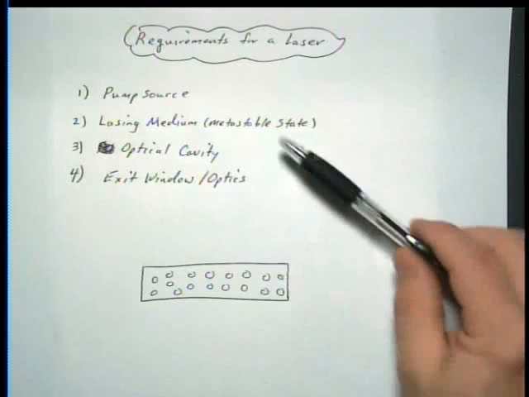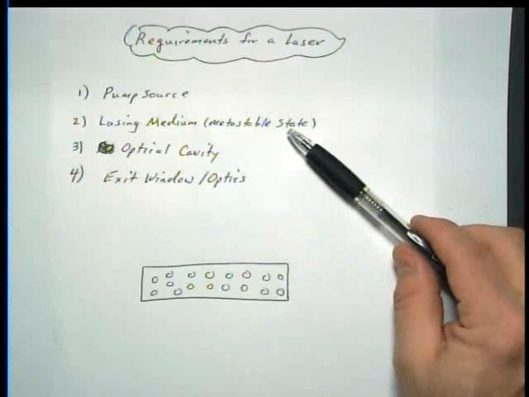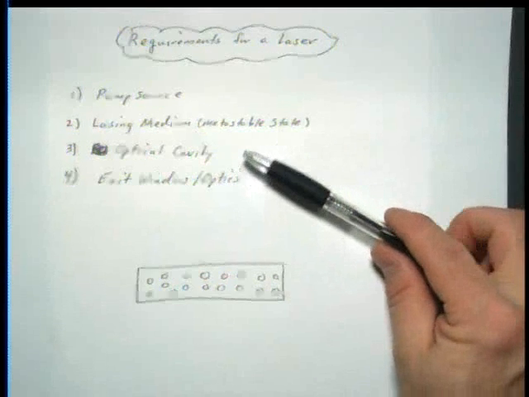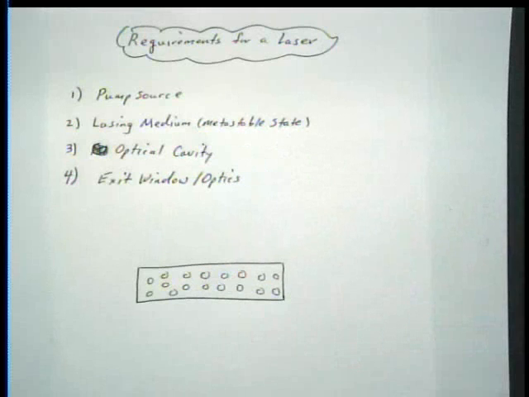You have to have a lasing medium with a metastable state. You need an optical cavity. Why is that? Because I'm going to want the light to come out in a single direction. I'm not going to want it just coming out any old way, so I'm going to want to direct it. And also, I'm going to want to cancel out any waves from other processes besides stimulated emission, for instance, spontaneous absorption and emission.